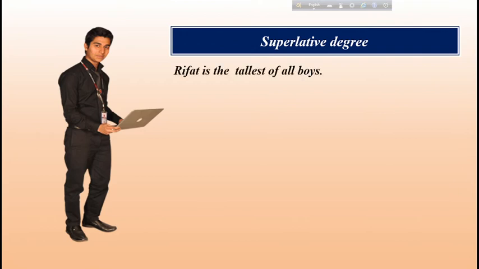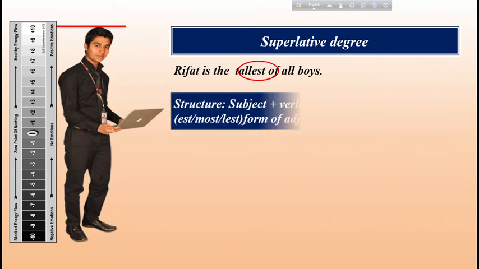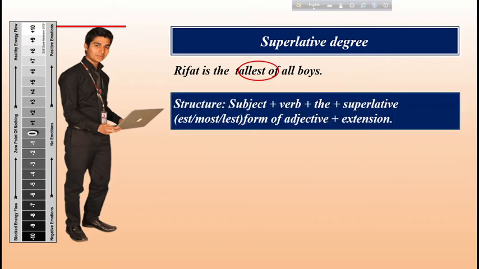Dear learners, Rifat is the tallest boy of all boys. This is superlative degree. Here we find the superlative form: tall, taller, tallest. Tallest is the superlative form. So this indicates the sentence is superlative degree. Superlative structure: subject plus verb plus the plus superlative form of adjectives plus extension.